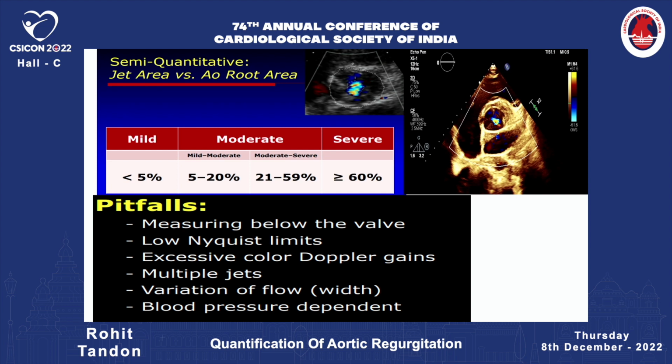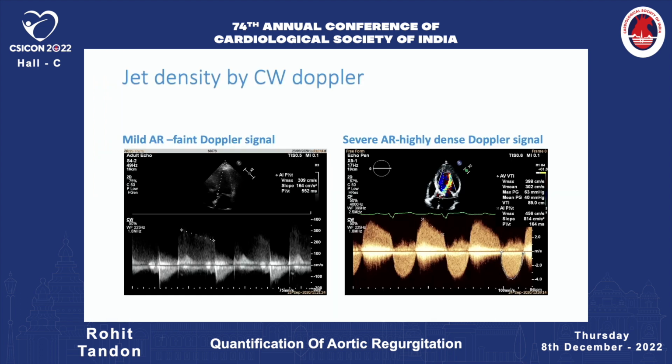Then semi-quantitative, as we said, jet area versus aortic root area. This is the one. Same pitfalls: excessive gains, multiple jets, variation of flow, blood pressure dependence. These are the pitfalls which we see in these cases.